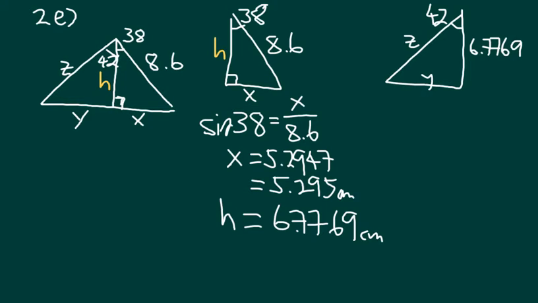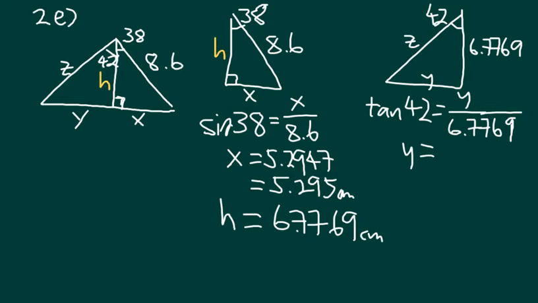So, first thing I can do any number of things. I'm going to find y first. Let's use something new that I haven't used before. I'll use tangent. So tangent 42 is opposite, which is y, over adjacent, which is 6.7769. Which is 4 decimal places, and you can find that y equals 6.1019. Rounding off to four significant figures, 6.102 cm.